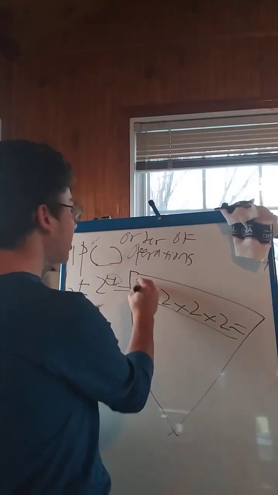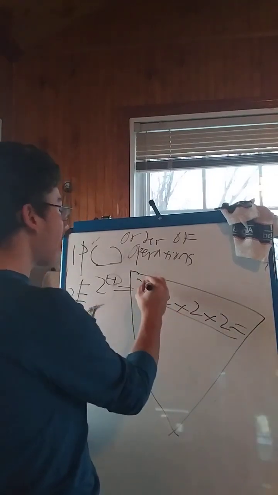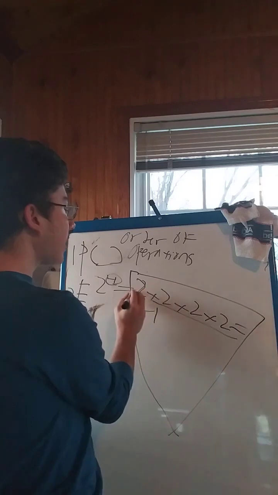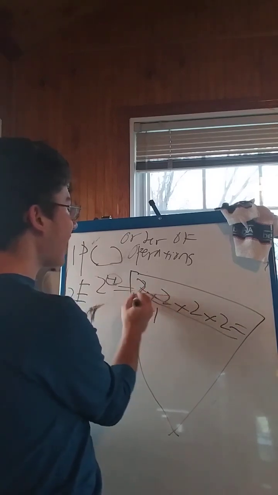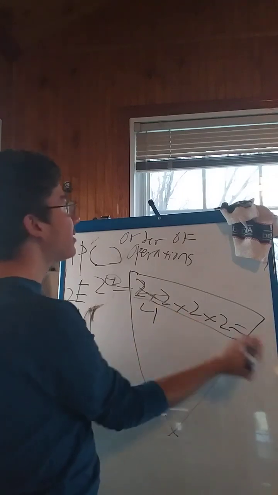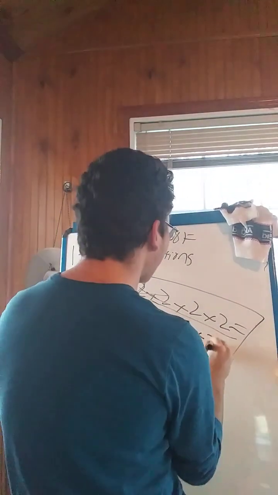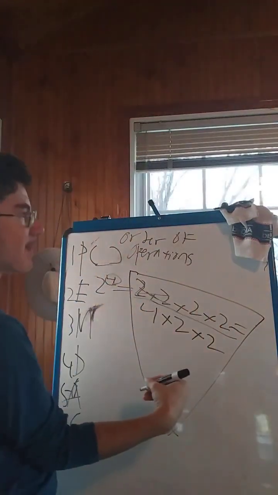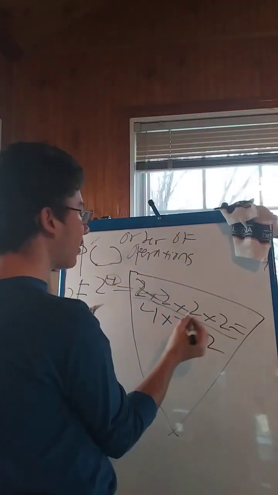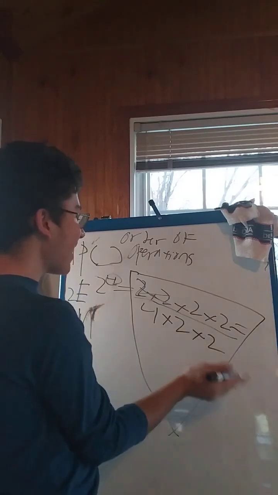So 2 times 2 would be 4. We have this cleared out of the way, so we could just cross that out. Then you still have the times 2 times 2 left, so we just drop that down, as you can see. So you see what I'm talking about, the backwards triangle. Okay, then what do you do now? You just do the same thing from left to right.